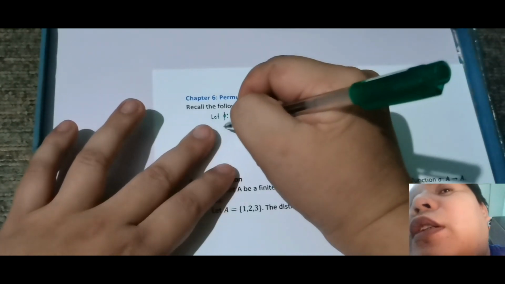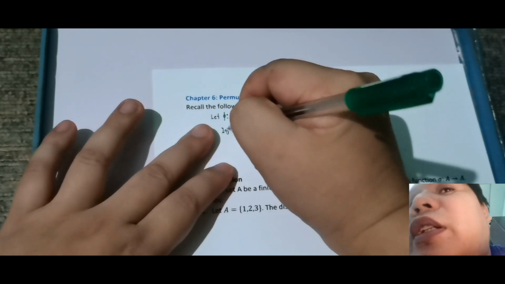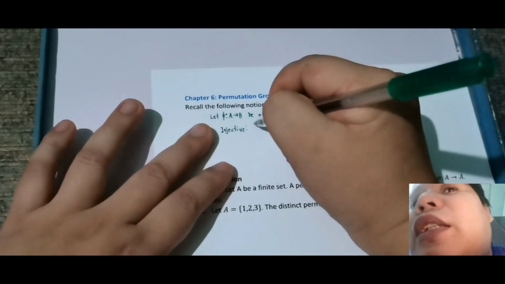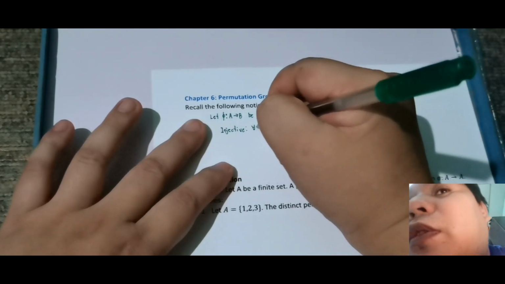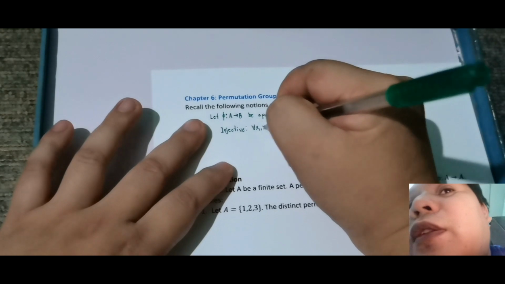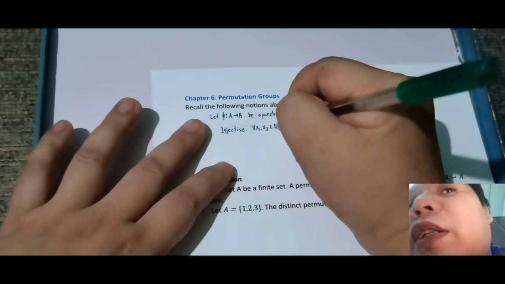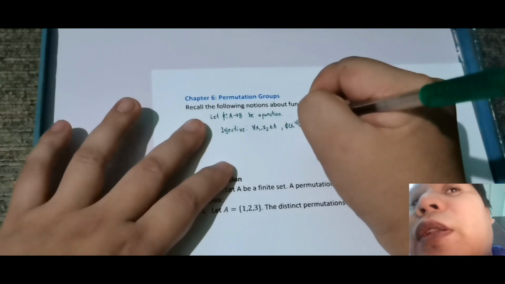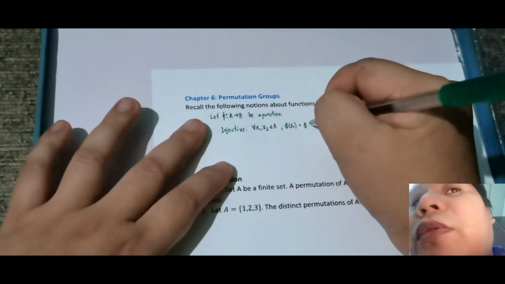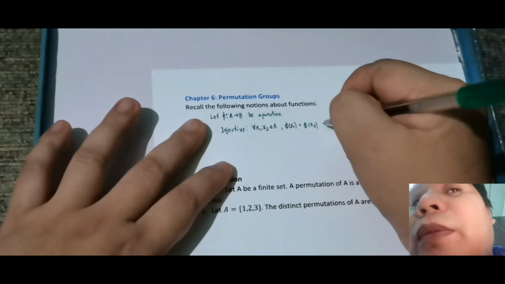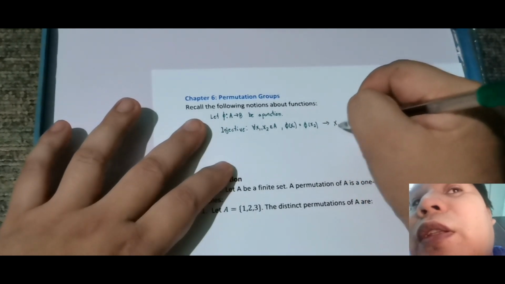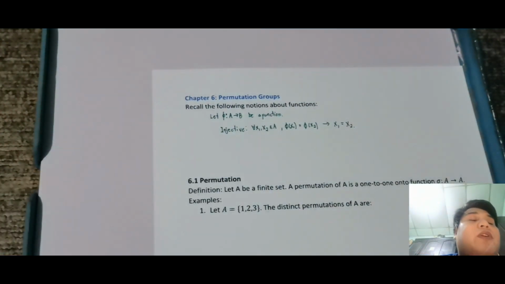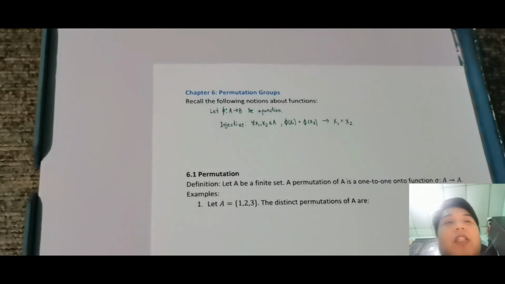Then una is for injective. Kung naalala nyo, ano ba yung injection or injective? Masasabi natin injective siya for all x sub 1, x sub 2 element of A, we have p of x sub 1 is equal to p of x sub 2 implies x sub 1 is equal to x sub 2. So this is the definition of injective or one-to-one or injection.